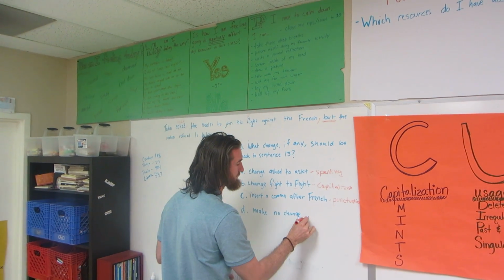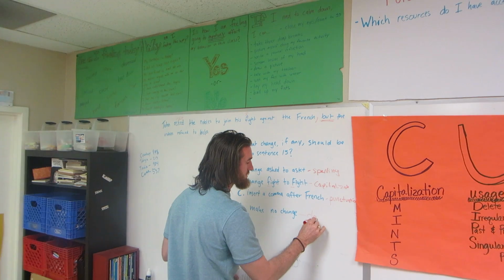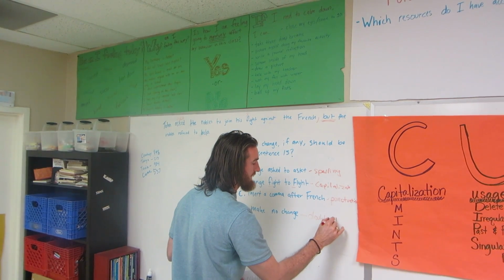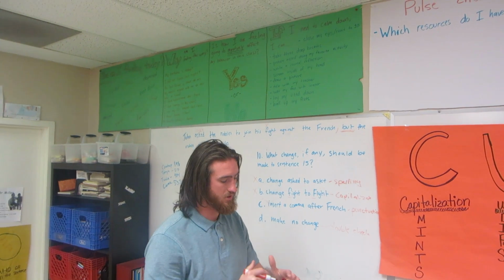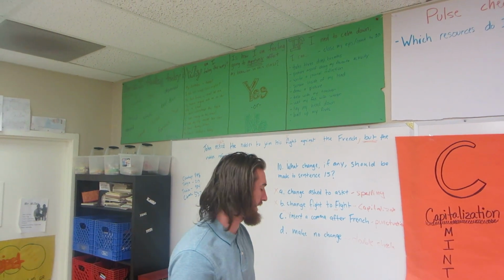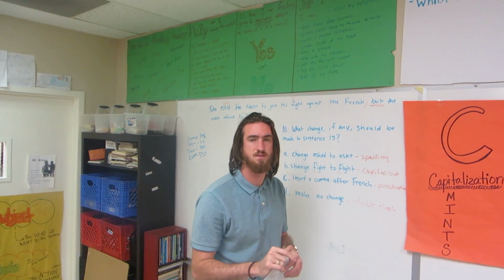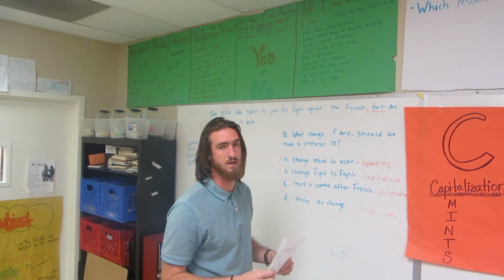We always label D when it says make no change, double check. Because I tell the students, you should feel guilty if you're saying that sentence is perfect. Because nine times out of ten, they're not asking you for a perfect sentence. They're seeing if you can find the mistakes.